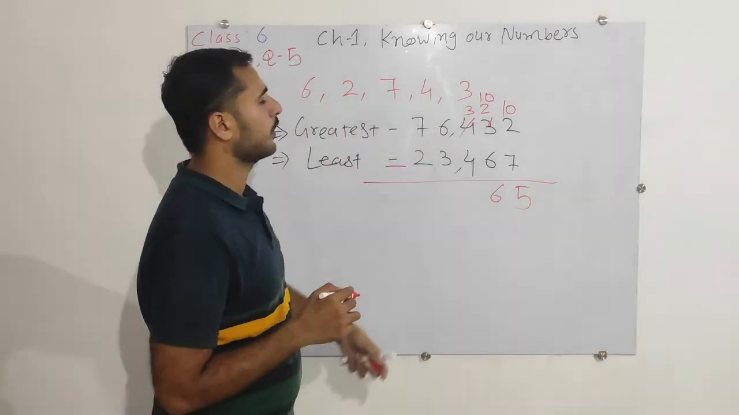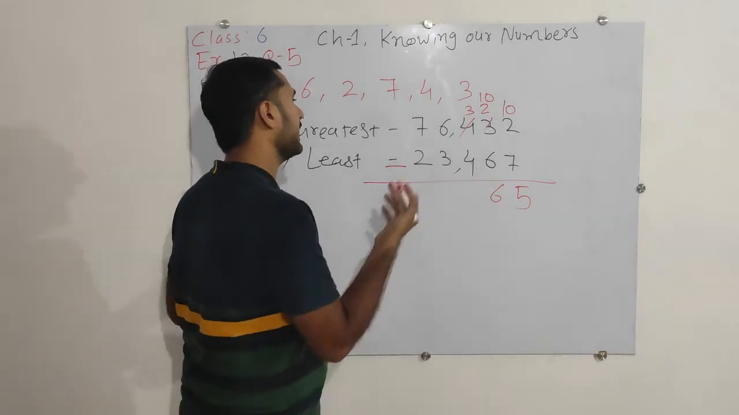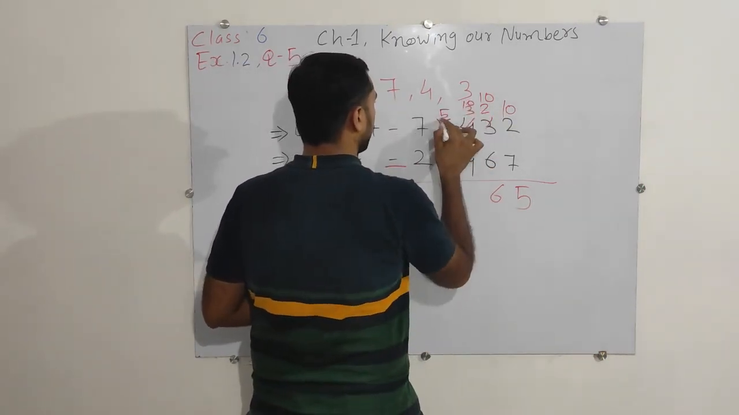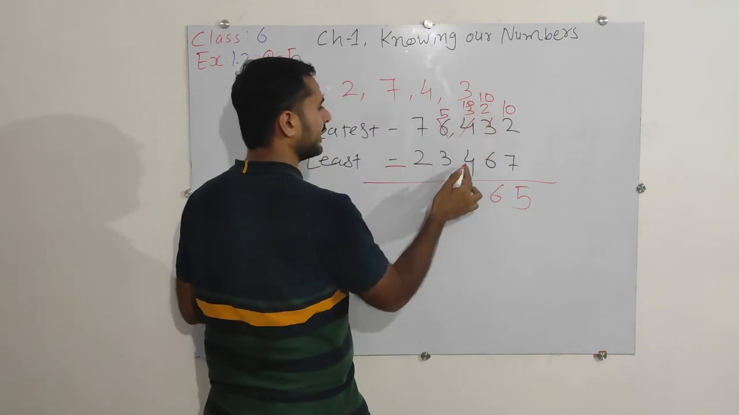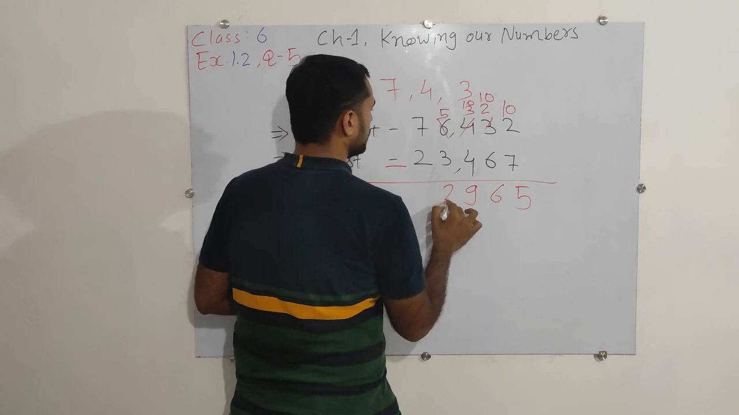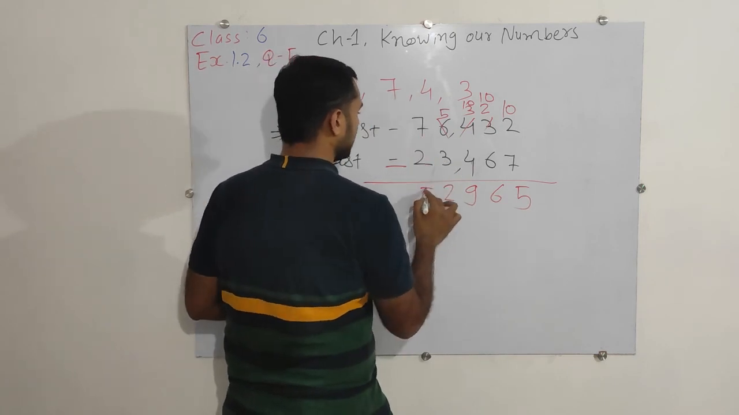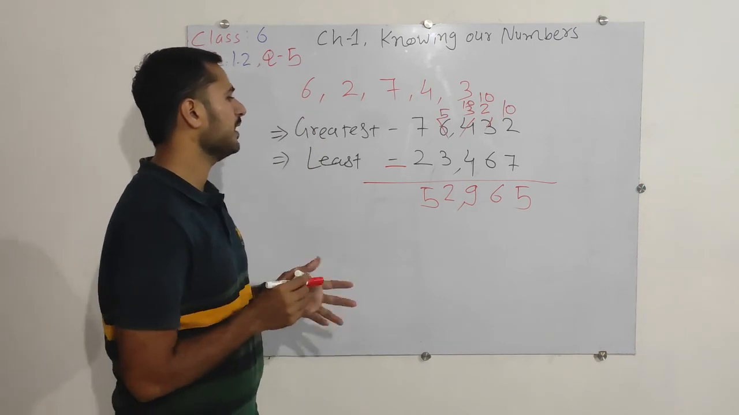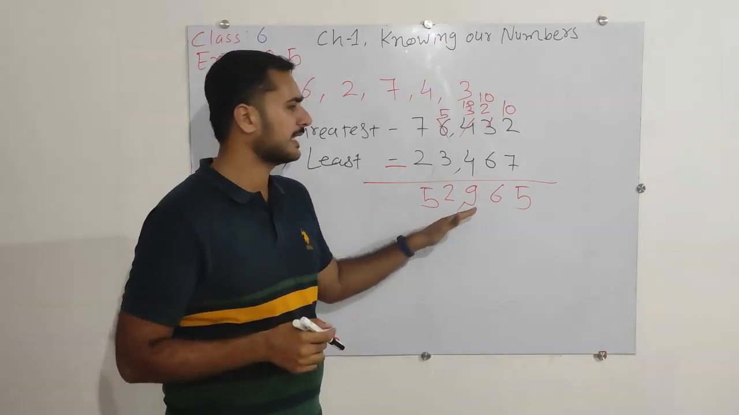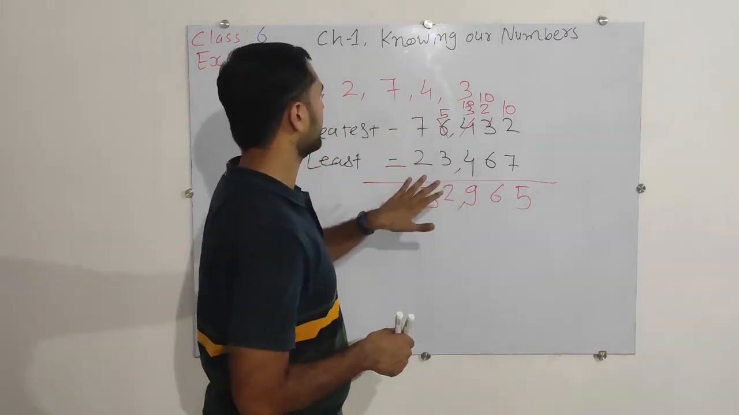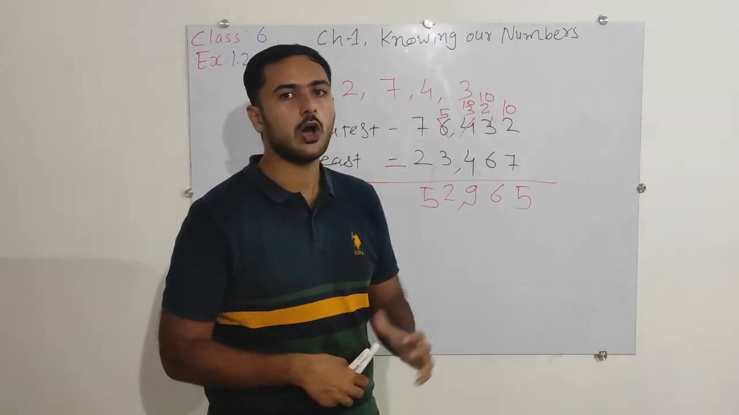Here 3 minus 4, that's again not possible. So again we need to ask for 10 more. Here 10 and 3, that's 13. 13 minus 4, it's 9. 5 minus 3, that is 2, and 7 minus 2, it's 5. So here the difference of the greatest and the least number is 52,965. So here we have completed question number 5. Now just pause the video and note it down.